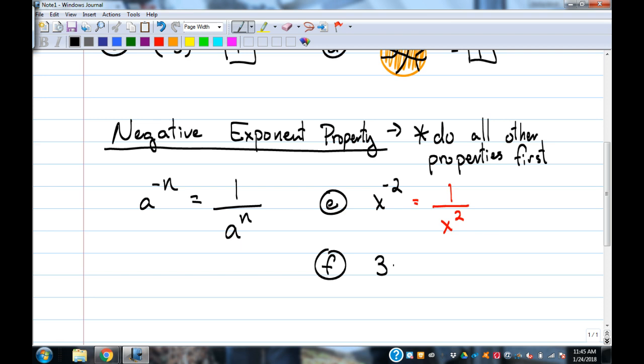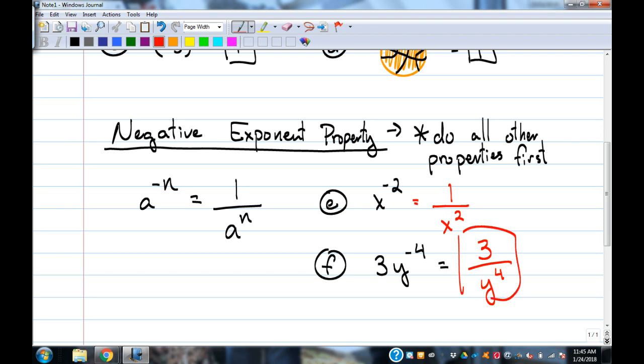If you had something like this, 3y to the negative 3, or let's do negative 4. Which part has the negative exponent? The y. There are no other exponent properties to do. So the y is the one that's got to move because it has a negative exponent. So when you move that, you get the y to the 4th on the bottom. It changes the sign when you move it to the bottom. What's left on top? The 3. It didn't have a negative exponent, so we didn't move it.